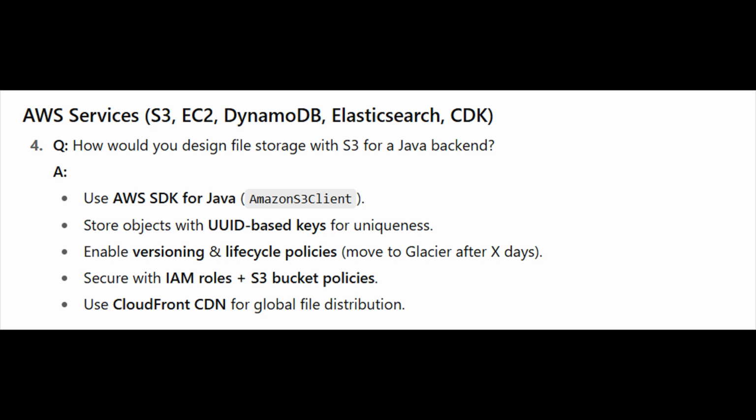How would you design file storage with S3 for a Java backend? Use AWS SDK for Java, Amazon S3 client. Store objects with UUID-based keys for uniqueness. Enable versioning and lifecycle policies. Move to Glacier after X days. Secure with IAM roles plus S3 bucket policies. Use CloudFront CDN for global file distribution.